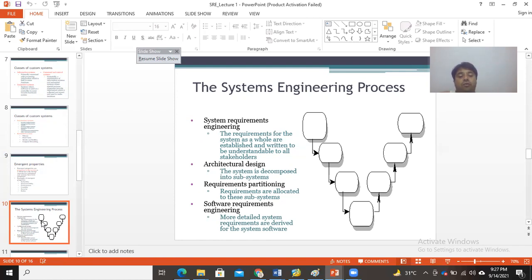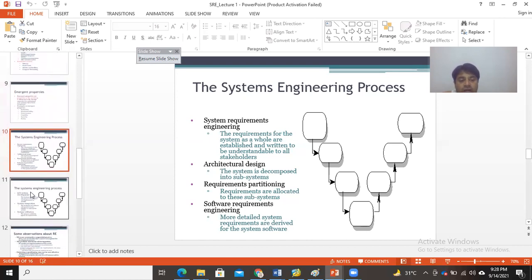And then we apply software requirement engineering. More detailed system requirements are derived for the system software. This whole procedure is called the software system engineering process: starting with basic requirements of the system, creating the architectural design of the system, then assigning requirements to the architectural design in which we have got subsystems, and then refinement of the requirements. Normally, that is the software requirement engineering methodology. So this collective effort is called the system engineering process.